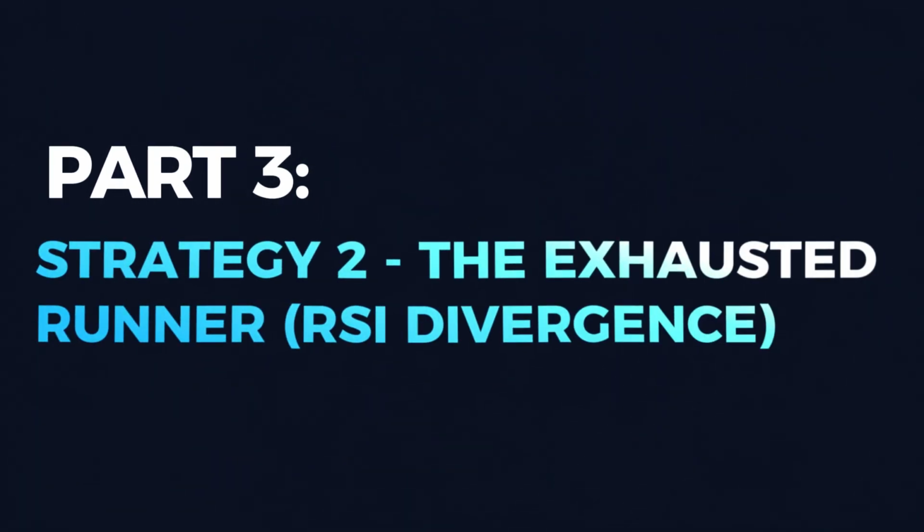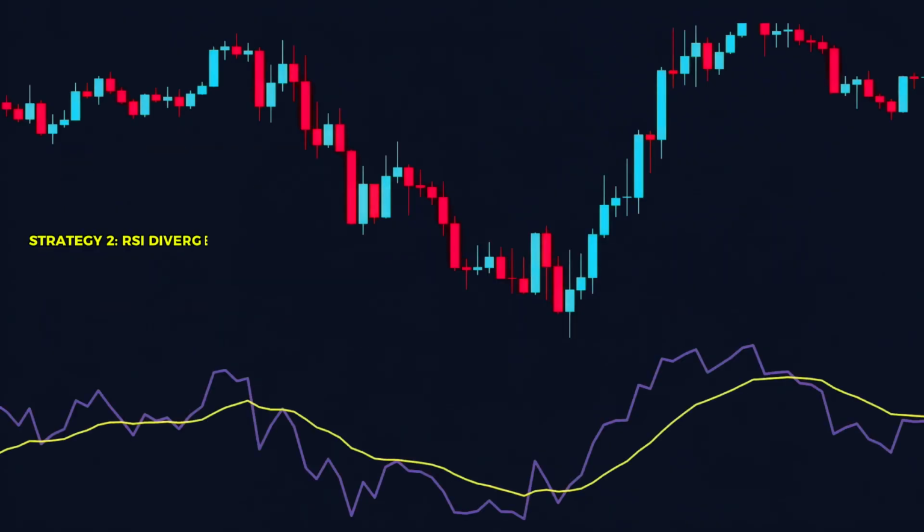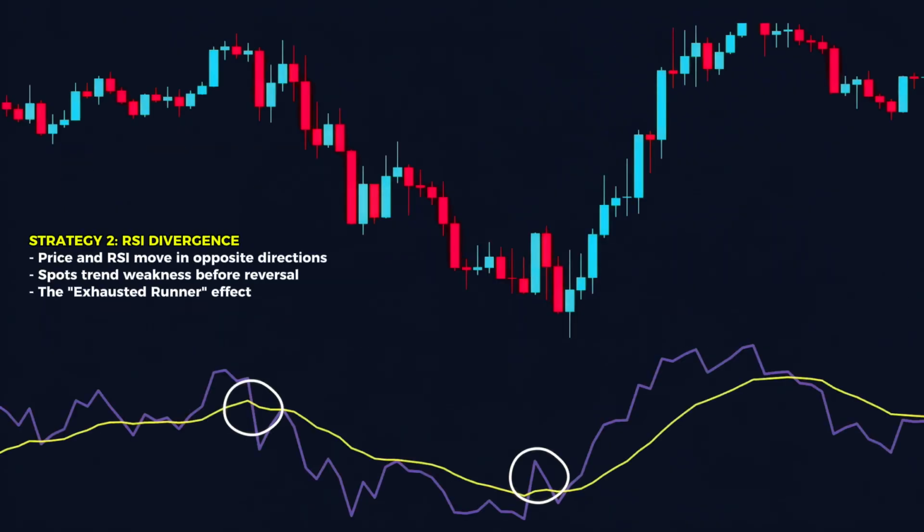Part 3. Strategy 2. The exhausted runner, RSI divergence. Our second strategy is one of the most powerful warning signals in all of technical analysis: RSI divergence.